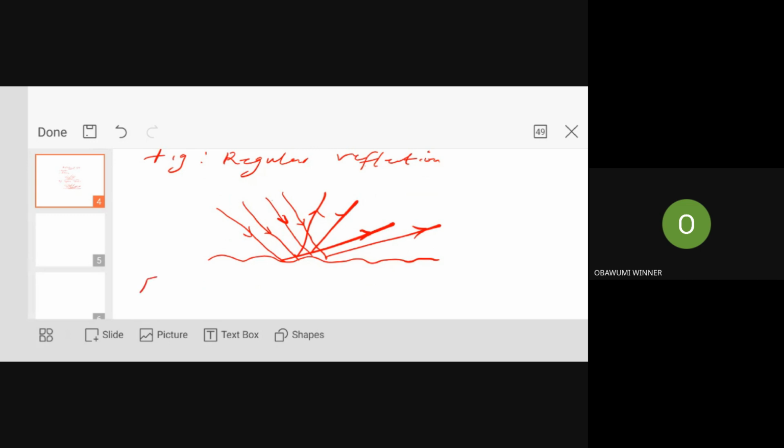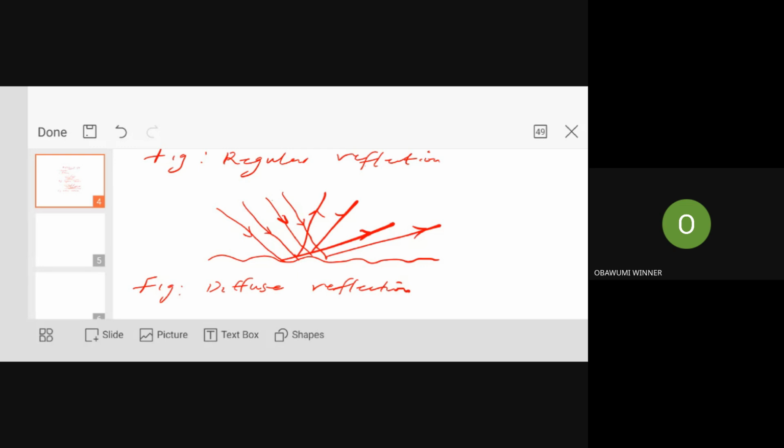So in diffuse reflection, have it in mind that parallel rays of light are incident on a rough surface, and the light rays scatter in various directions. So this is what we mean by diffuse reflection.